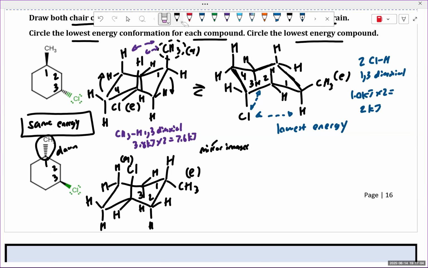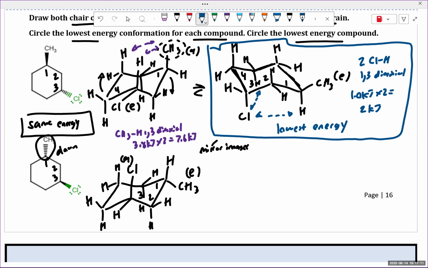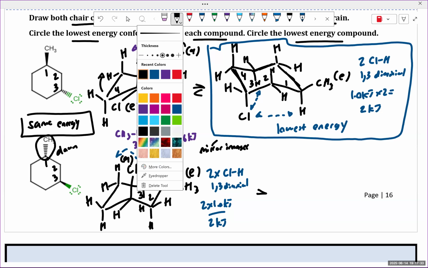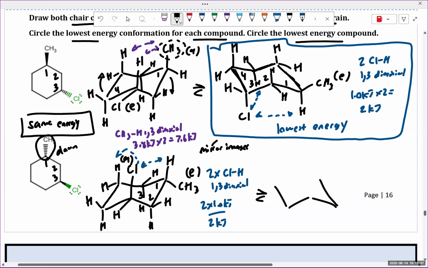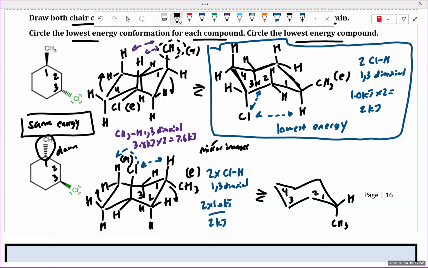And so what that means, and one of the implications of that, is that they have the same interactions. We can show this. Here we have two chlorine hydrogen 1,3 diaxial interactions, which cost us 2 times 1.0 kilojoules, or 2 kilojoules of total strain. Looking at the post-chair flip conformation, we bring carbon 1 down, carbon 4 gets brought up. The methyl group is now axial. The chlorine is now equatorial.